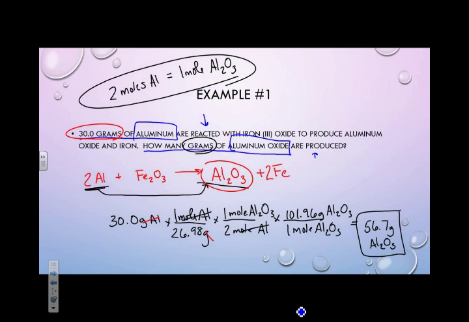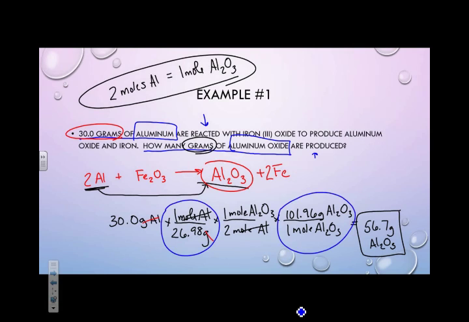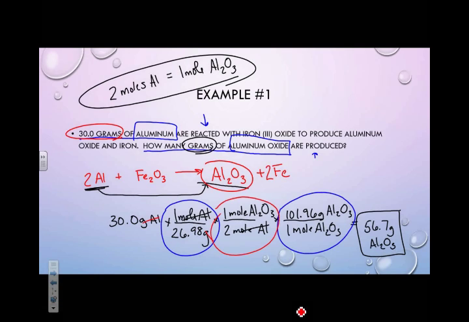So you'll notice in this problem we used a molar mass here, and we used a molar mass here, and we also used the mole ratios from the balanced chemical reaction.